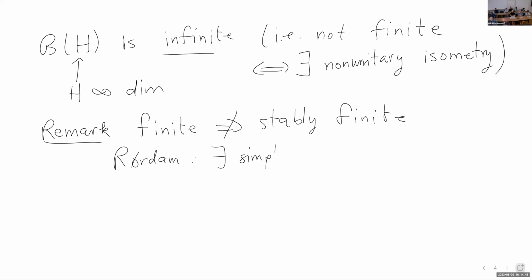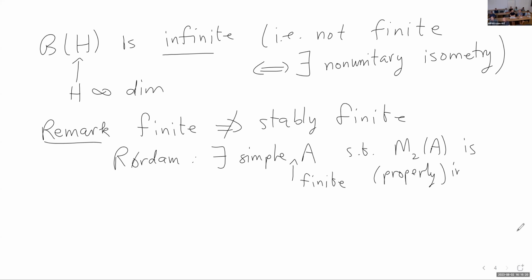So here by stable or stably, you mean after tensoring to pass into matrices? Yeah. What about tensoring? I think it should be equivalent. Okay. So there's a simple finite A such that M2 of A is, as I just briefly described in words, properly infinite.